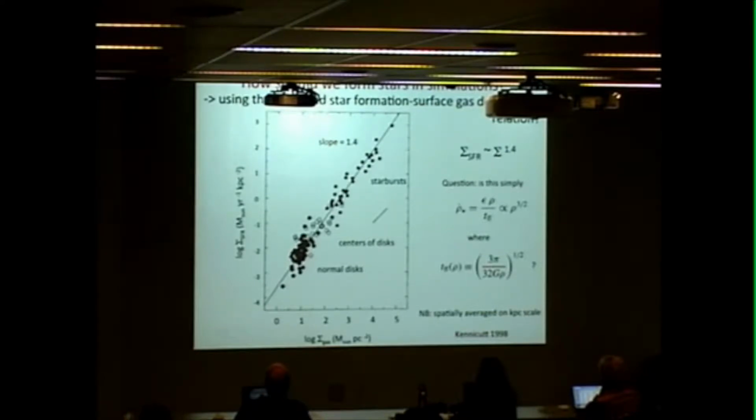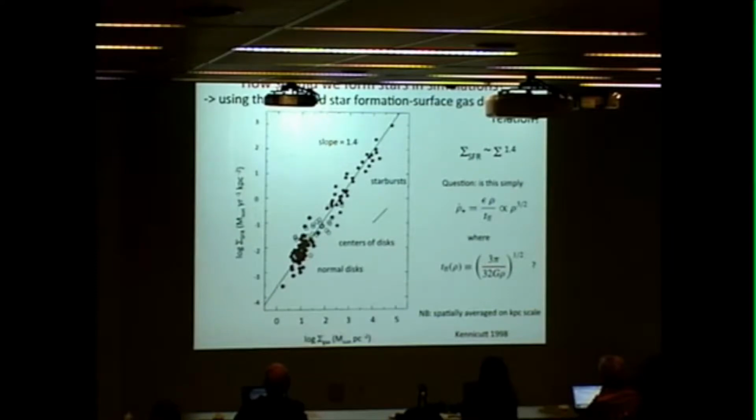All right, so what is the question? The question is simply, how should we form stars in these cosmological simulations? So should we be using the observed star formation surface gas density relation? This is the standard Kennicutt plot. And what I want to say here is basically this law that is measured, that the star formation rate surface density is proportional to gas surface density to the power 1.5, is this simply a Schmidt law with a given efficiency, or is it telling us something more complicated?